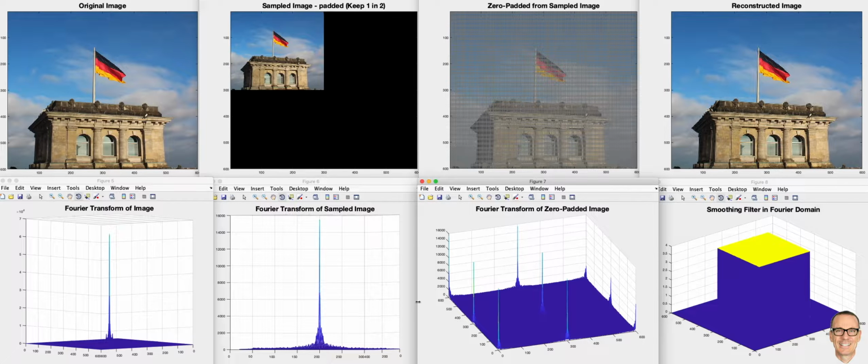Now I'll just point out that you could do something else. If you wanted to compress it, here we've compressed it by getting rid of every second row and every second column.